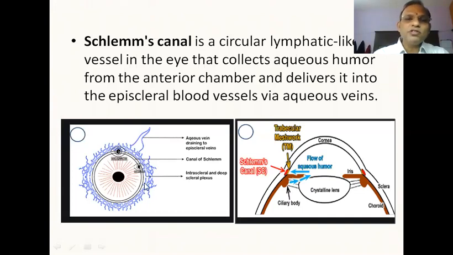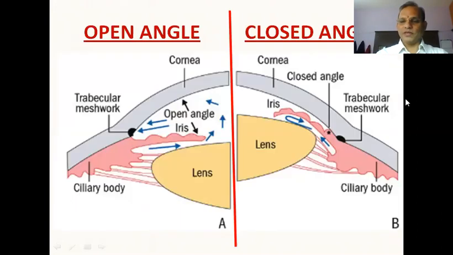These are the aqueous veins which are surrounding the Schlemm's canal. This white one is the Schlemm's canal. Here you will see the trabecular meshwork. The aqueous comes, passes through the trabecular meshwork, and enters the Schlemm's canal. From Schlemm's canal, it enters into the aqueous veins. These are the aqueous veins surrounding the whole 360 degrees. And these aqueous veins drain into the episcleral veins and the venous system of the eye.